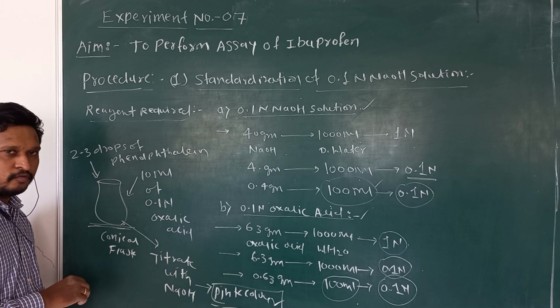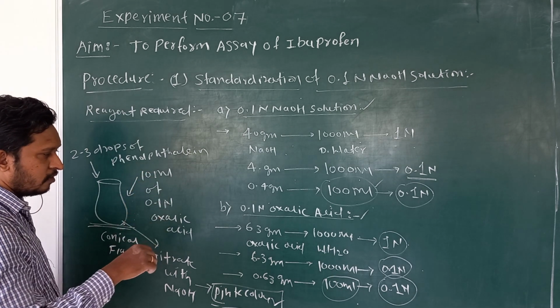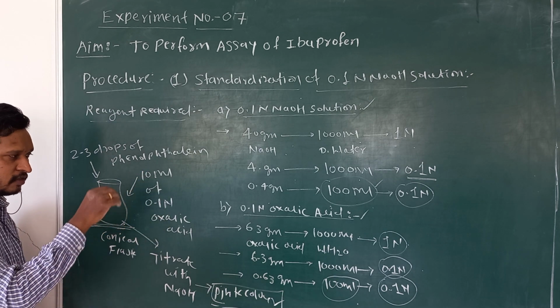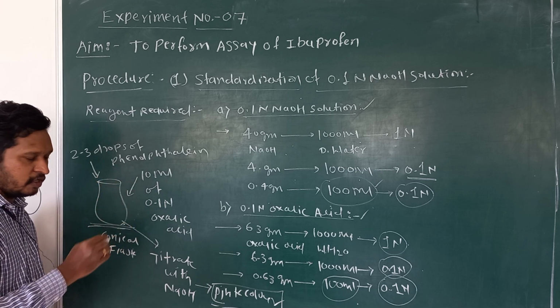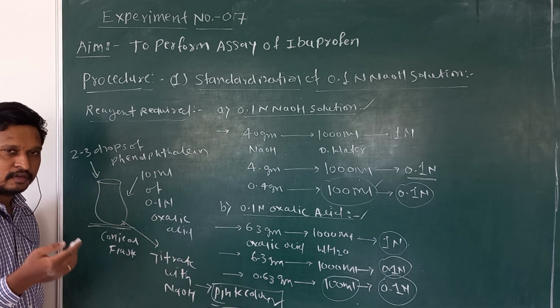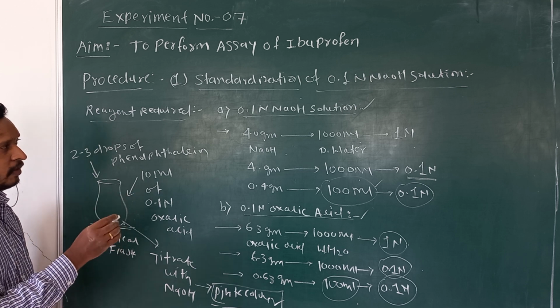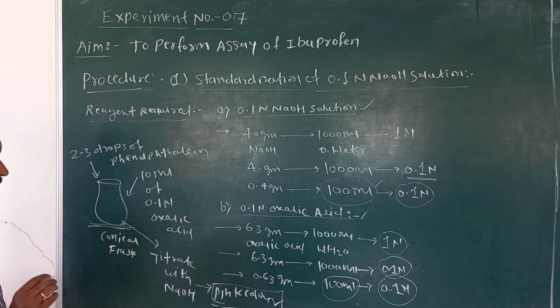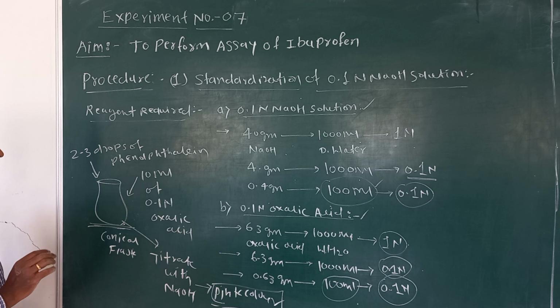After that, you have to take the average or mean of these three readings, and this mean you have to use in the formula for the calculation of the normality of NaOH solution. So this is the first part, that is the standardization of NaOH solution procedure.